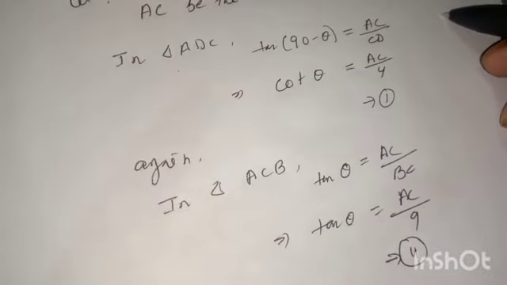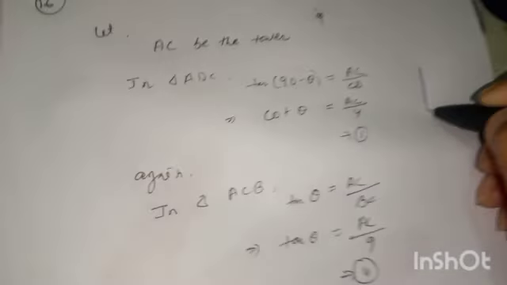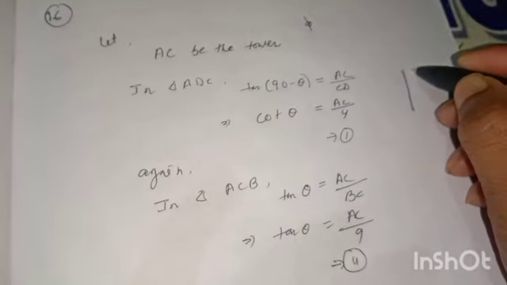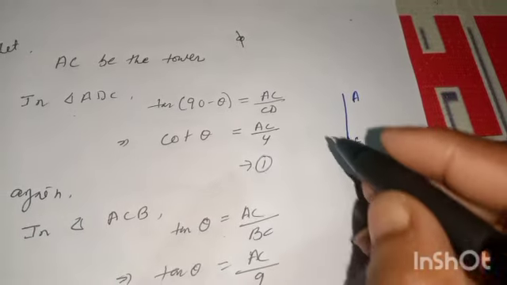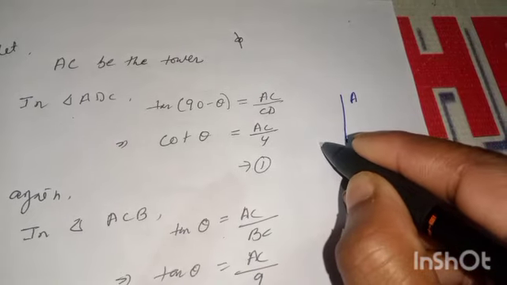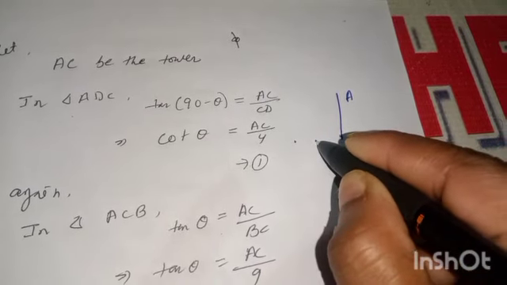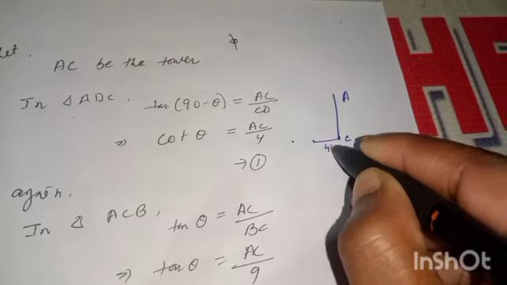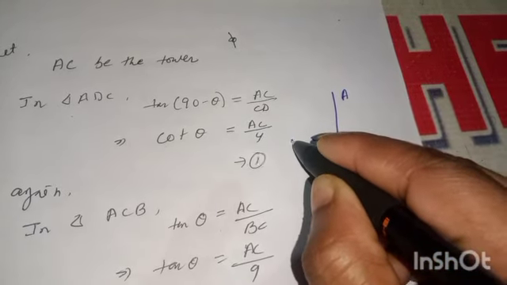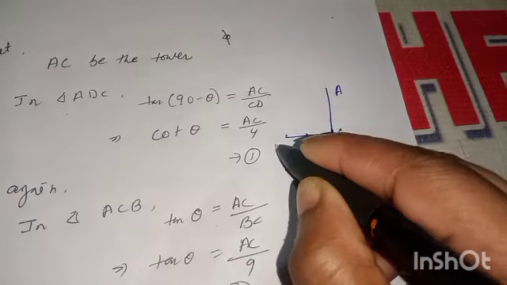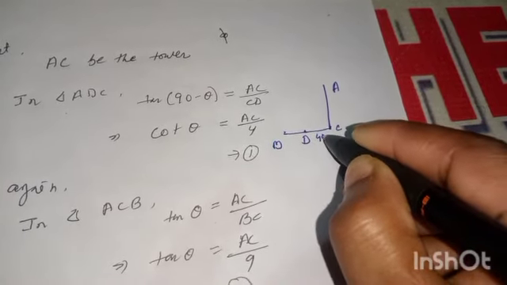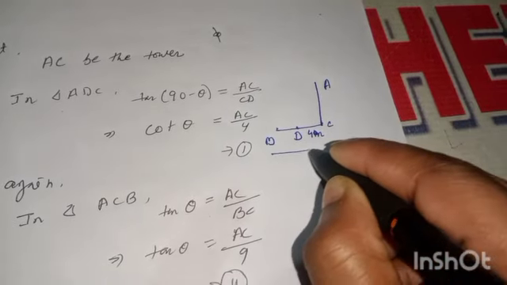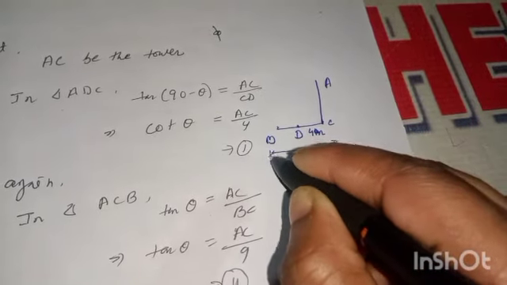Suppose this is the height of the tower. You can see the figure clearly. Suppose this is A, C. Now there are 2 points. Suppose one point is here, another point is here. According to the question, one point is at 4 meter distance, so this is 4 meter. Suppose this one is B and this one is D. If this one is 4 meter, then BC will be, according to the question, 9 meter.